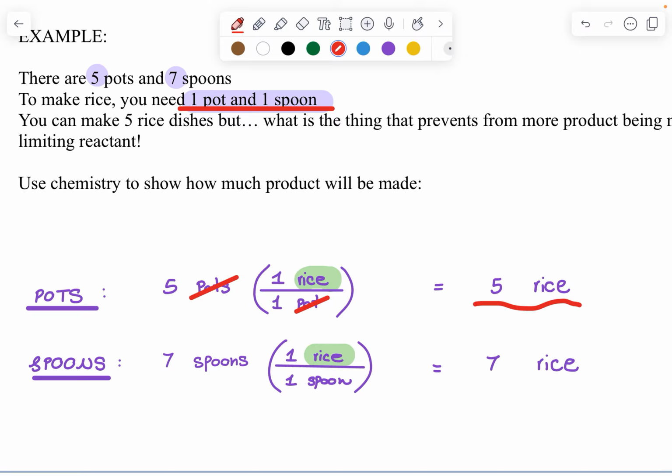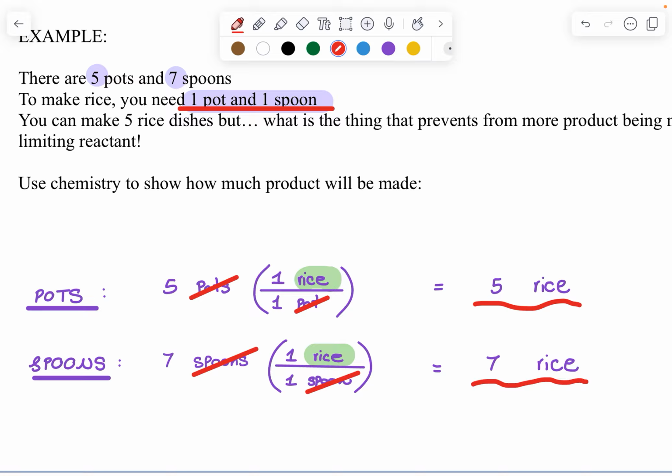Now let's do this exact same process for the spoons. 7 spoons. 1 rice dish requires 1 spoon, as evident over here, right? Now, we can cancel our spoons out. Hooray, this is the best point where you can cancel the stuff out. You need to do it. And we're left with our rice. That's perfect, that's what we're looking for, right? And that's interesting, we get 7 rice from this.